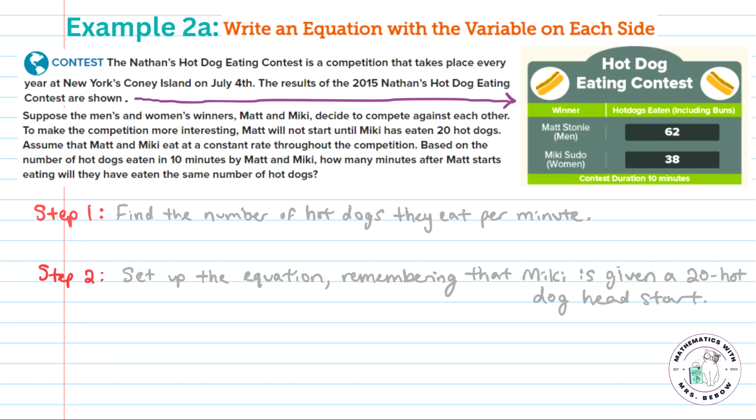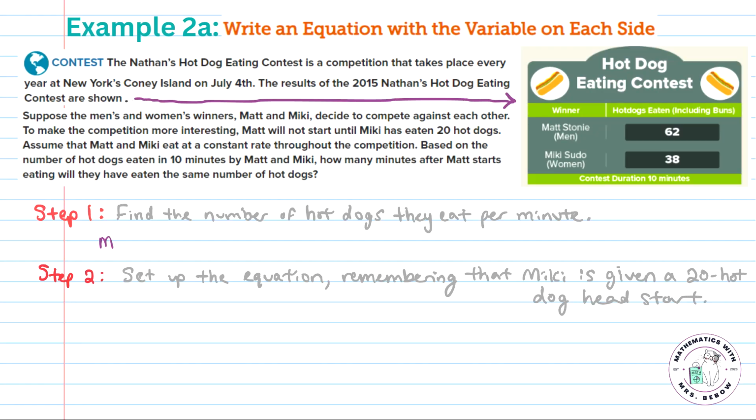We're going to write an equation, but before we can do that, we do need to figure out the number of hot dogs they eat per minute. So if they're eating at a constant rate, we're going to figure out how much they eat per minute. So right now, if we take a look at Matt, he has eaten 62 hot dogs in 10 minutes. So we're going to do the number of hot dogs.